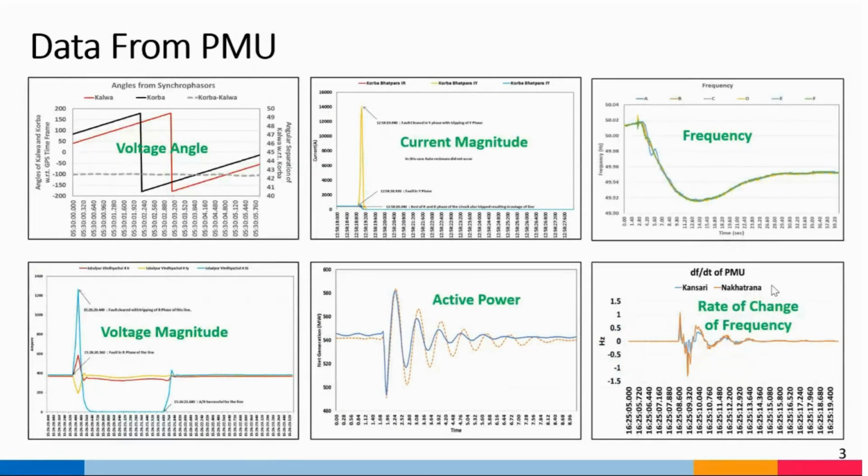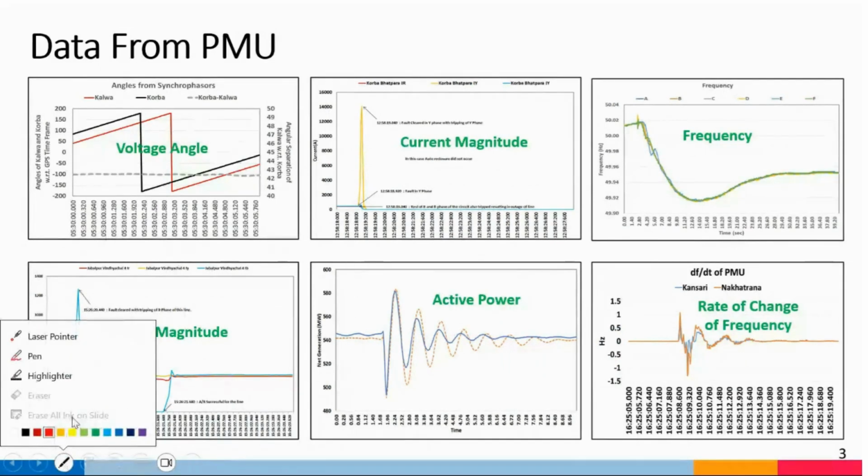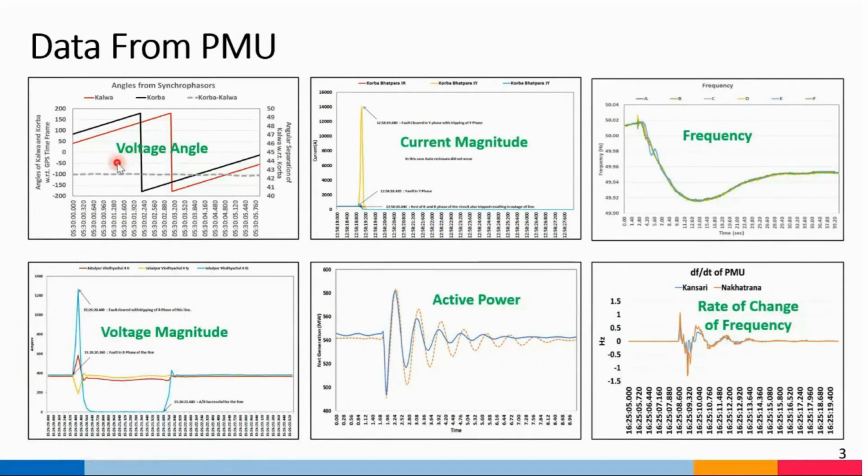These are some of the data from PMU. Just you can see what I put here. This is voltage angle, then current magnitude. You can see the fault that has happened in the grid in one of the transmission lines. You can see the frequency. You can see how finely you can get the frequency plots.